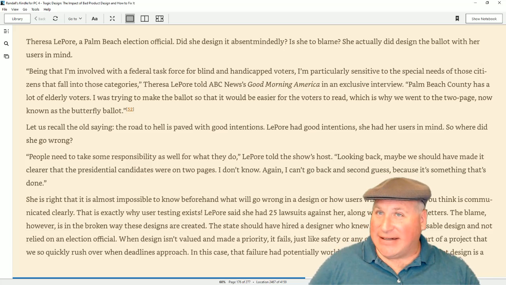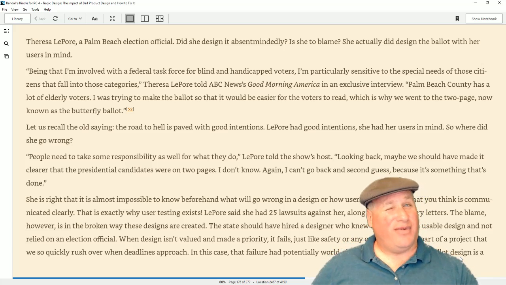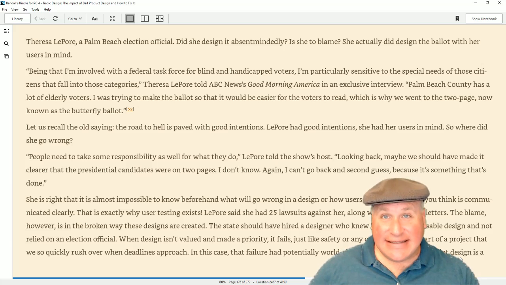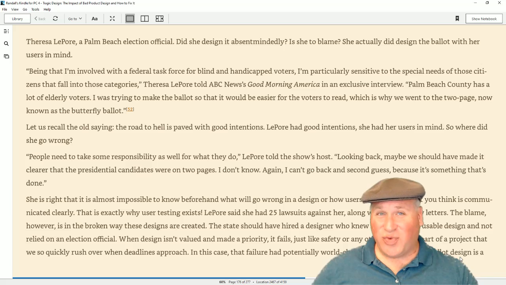She is right that it is almost impossible to know beforehand what will go wrong in a design or how users will perceive what you think is communicated clearly. That is exactly why user testing exists. Lepore said she had 25 lawsuits against her, along with many angry letters. The blame, however, is in the broken way these designs are created.